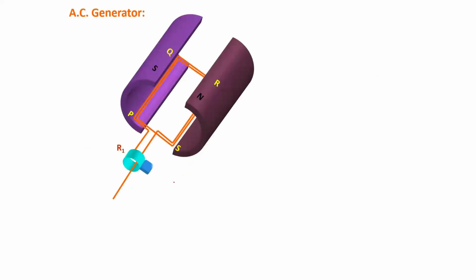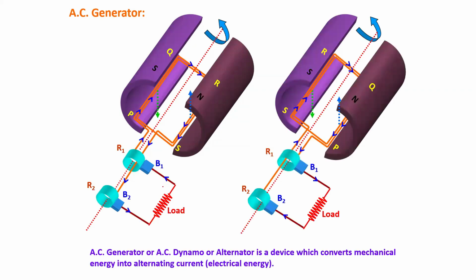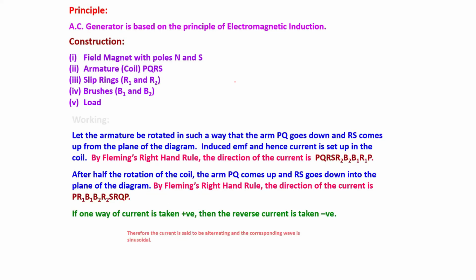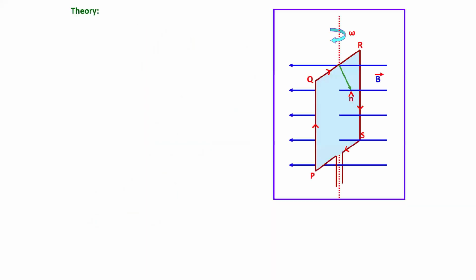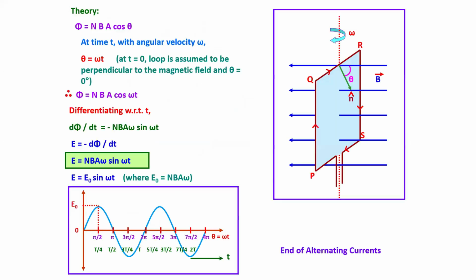Now I hope you have studied the AC generator and its principle. Here I show the AC generator and the turns. The principle of the AC generator is electromagnetic induction. Here I show the working. I hope you know all these things, so I'm just keeping them here. I'm just mentioning the value of EM.